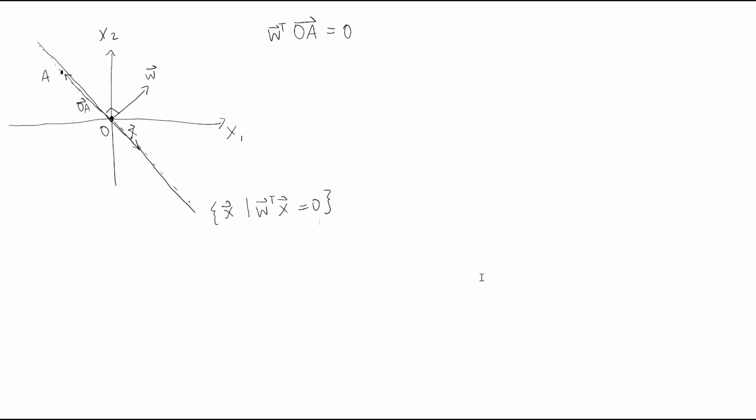Basically, when we want to describe a line, we can use this set notation. That means that the line is parameterized by the vector W. So whenever we have a vector W, that corresponds to a line that is perpendicular to the vector W.